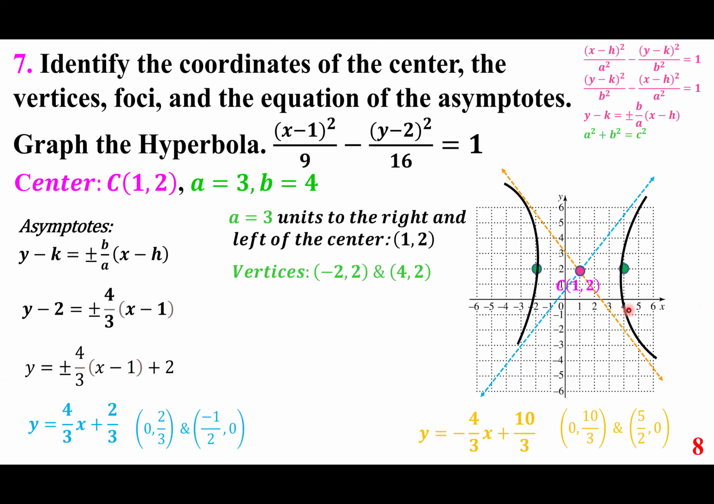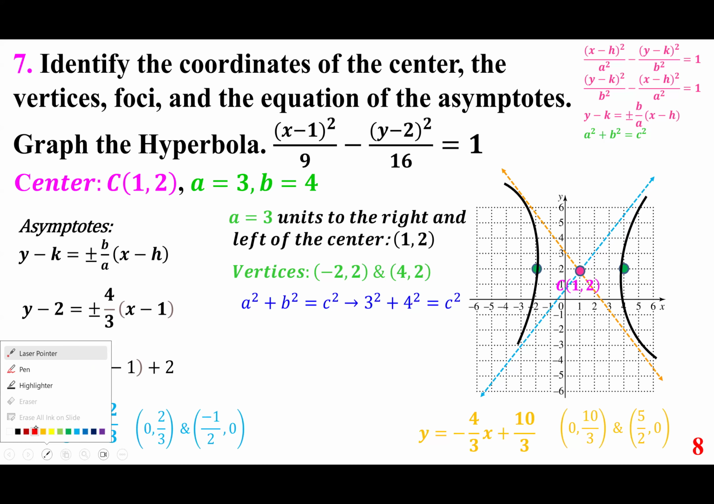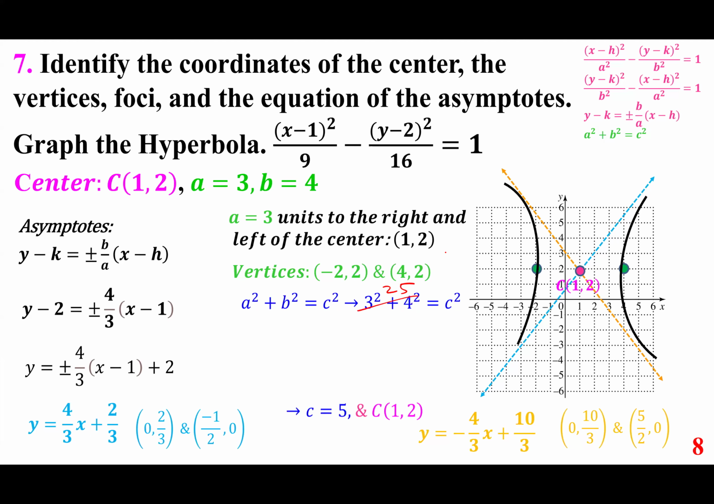Now we have everything, and we want to find the foci. And the foci, remember, are somewhere here, right? So we have the y coordinate, we want to find the x coordinates, and we are going to use a squared plus b squared equals c squared to find c. A is 3, so 3 squared is 9, and you already have 16. They add up to 25. So c is equal to 5.